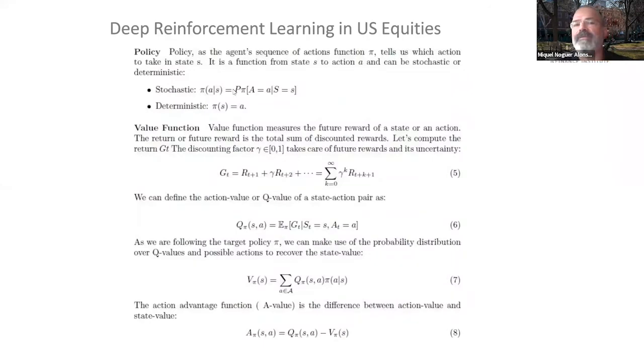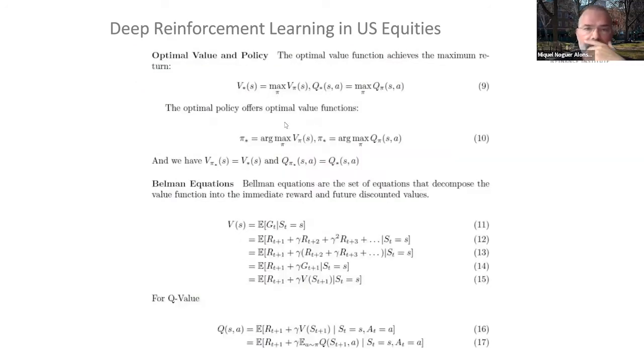so a fundamental aspect of reinforcement learning is the policy, which is obviously what we are interested in finding. Typically the notation we use is pi, and pi is a sequence of actions. It can be stochastic or deterministic. Then the value function measures the future reward of a state or an action, and the return of future reward is the total sum of discounted rewards. And then we have the Q value of a state-action value pair, and so on. We don't have time to cover this in detail; we obviously cover this in our August bootcamp from the 8th to the 13th. And the idea is to find an optimal value function that achieves the return.